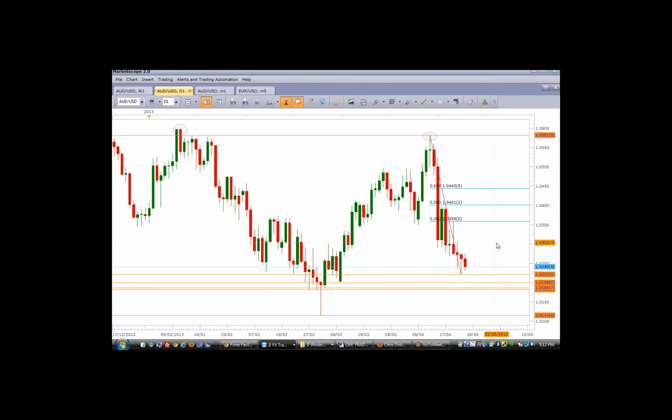All right, is 102.20 resistance or support? Support, sorry. Gotcha. Okay. All right, cool.